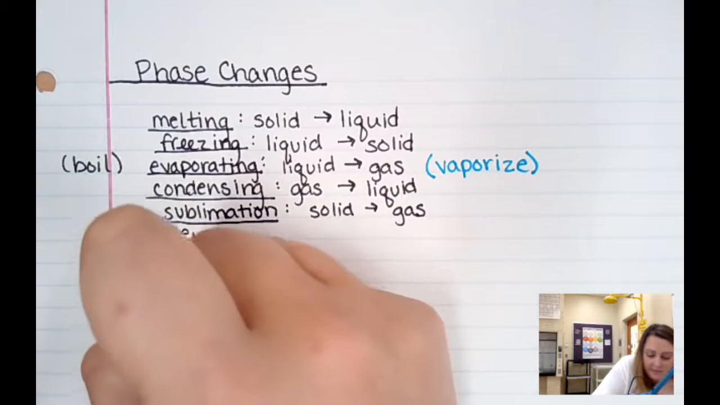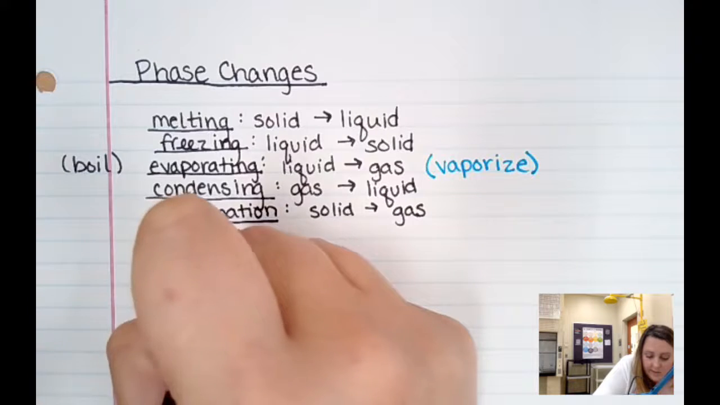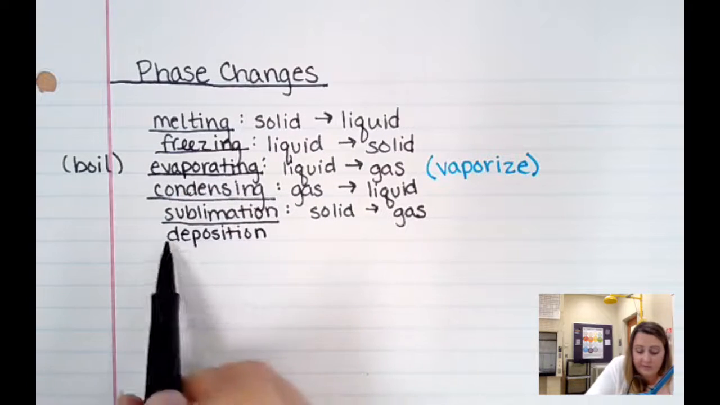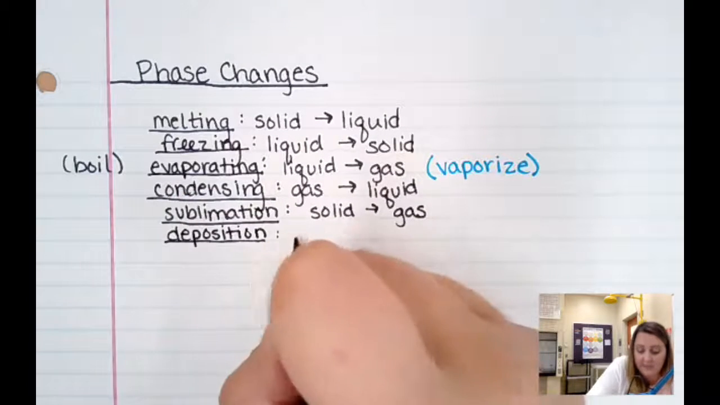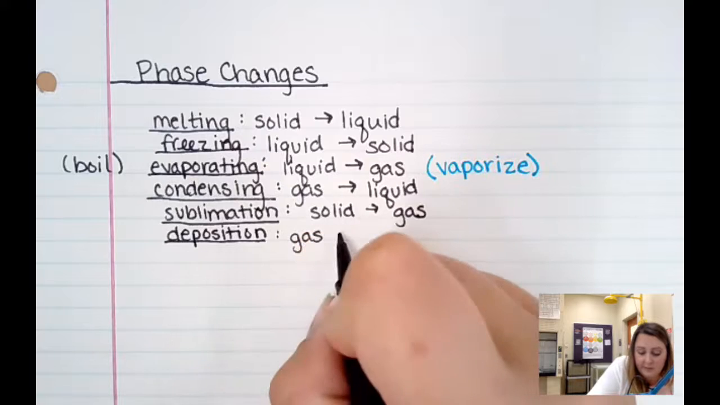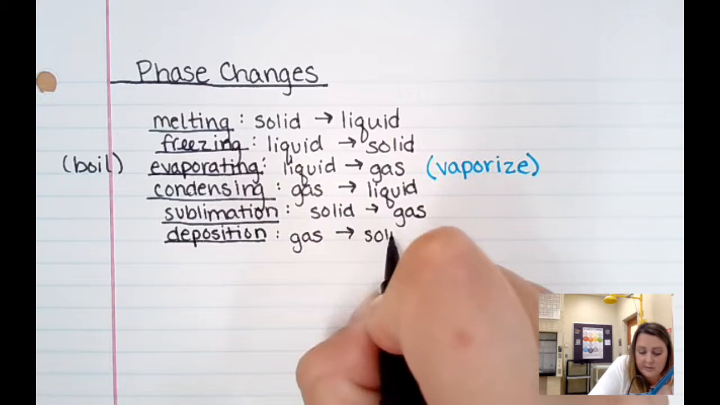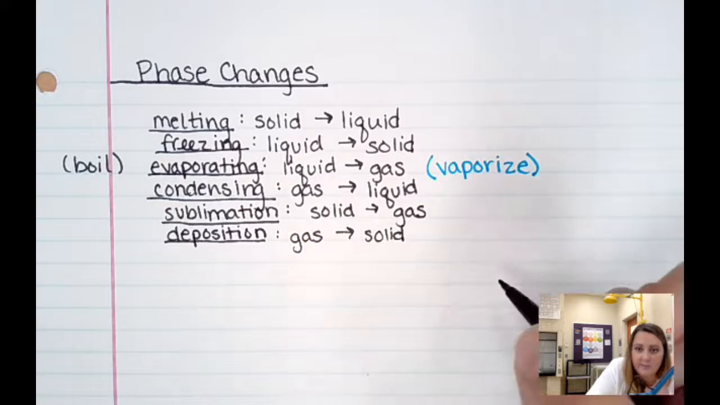Now we have deposition. And this is when a gas loses energy so rapidly that it skips the liquid phase and it goes to a solid. So you would have this gas and then all of a sudden there'd be these little particles settling down as a solid.